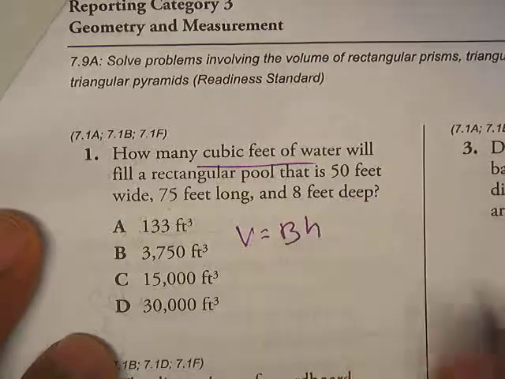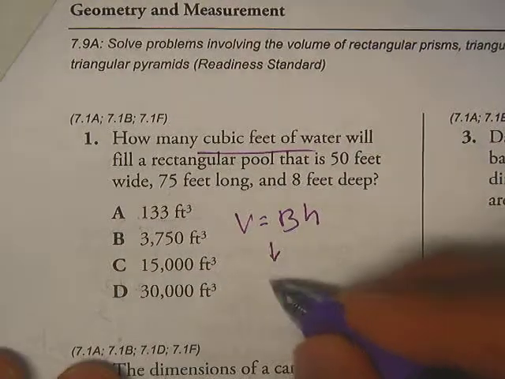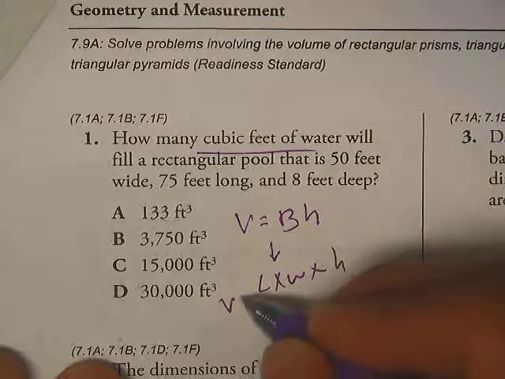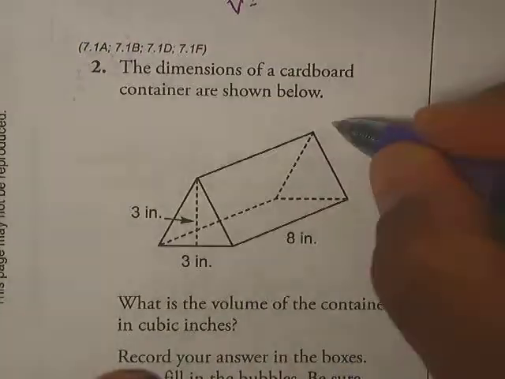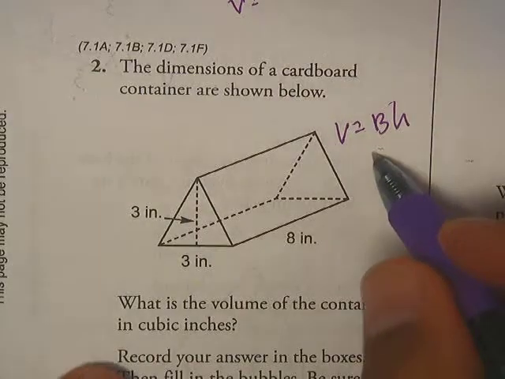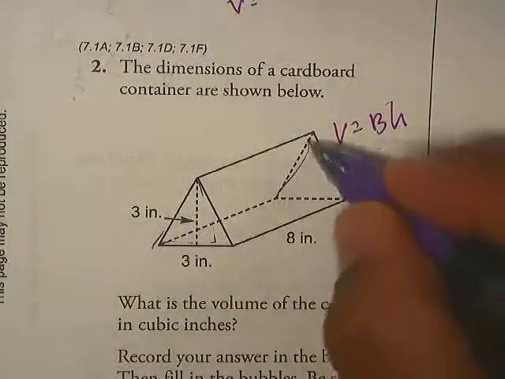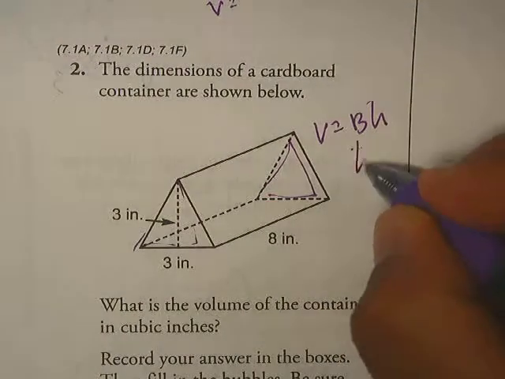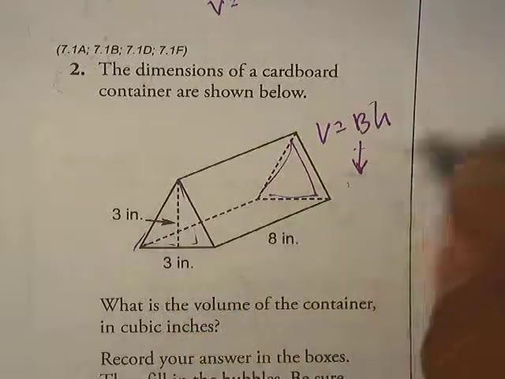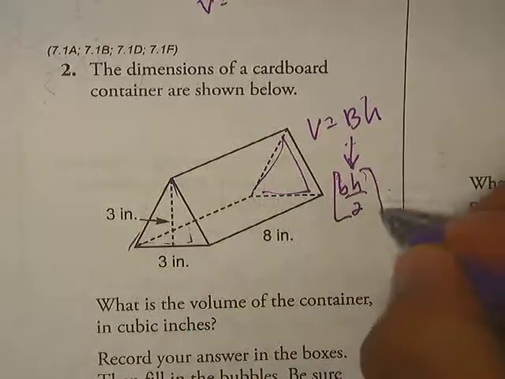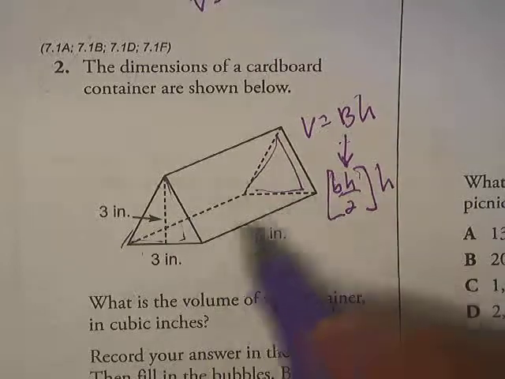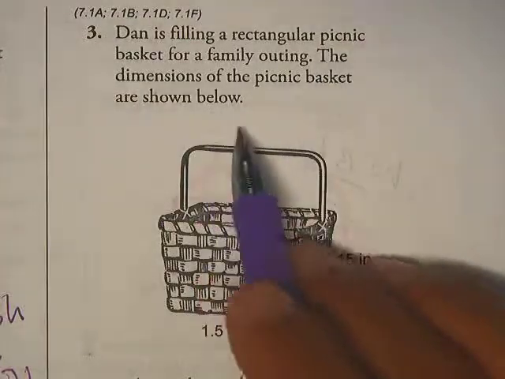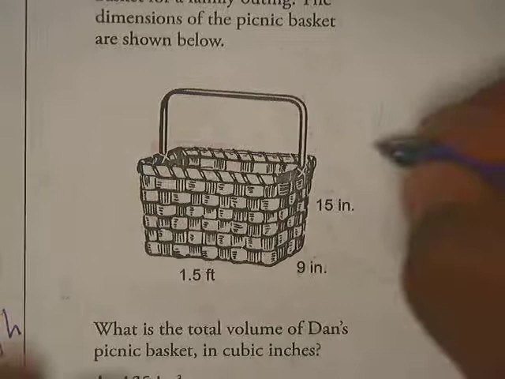Okay, here, how much cubic feet of water will fill a rectangular pool? They want to know the volume. It's a rectangular pool, so that means we use this. So think about it. If it's rectangular, then we can use length times width times height. That'll give me the answer. No biggie. Okay, here, what is the volume of this container? Volume equals the area of the base times the height. We know it's a prism because it has 2 triangles as bases. Well, the capital B means the area of the base, and it's a triangle. So it's base times height divided by 2 gives you the area of this, times the height.